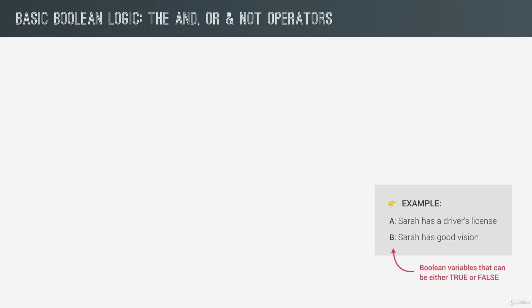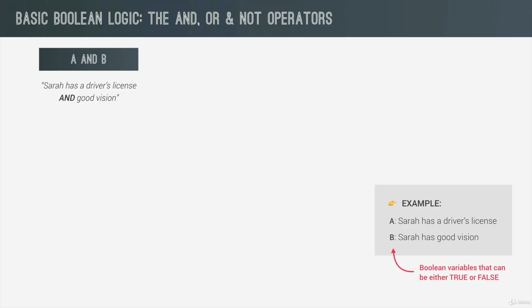So both of these are of course conditions that can be true or false, because Sarah could have no driver's license and she could have no good vision, right? And of course, on the other hand, she could also have a driver's license and could have good vision. Now, using the AND operator, like A and B, we can combine these two Boolean variables like Sarah has a driver's license and good vision. Okay, but now what will be the result of this operation?